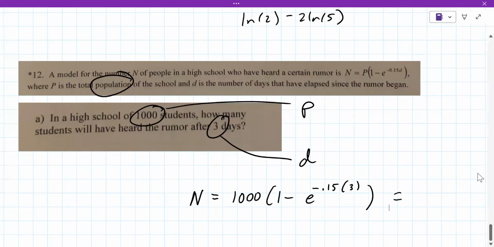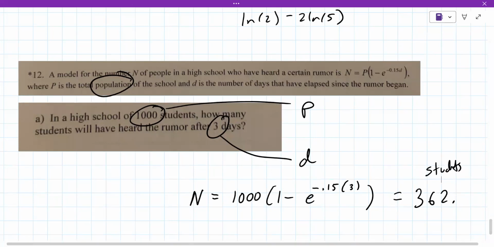I got 362.372. Sounds good. Yeah, that's students. You would think it'd be faster than that, but that is the model in question. So that's part A.